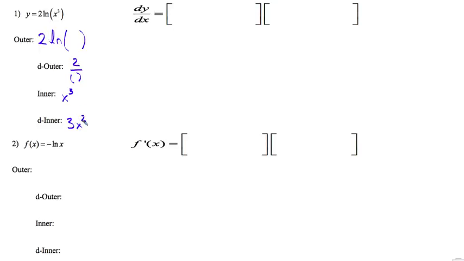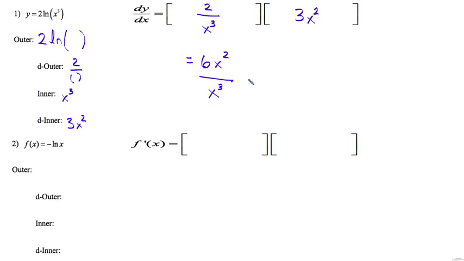So just multiply daughter by dinner. What is daughter? It's 2 over that something. Well, what is that something? That something is x cubed. And dinner, multiply daughter by dinner. Dinner is 3x squared. All right, go ahead and simplify this. So the first simplification step I have, numerator is 2 times this guy, so it's going to be 6x squared. Denominator is just x cubed.